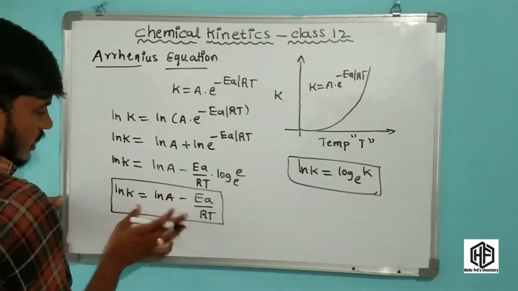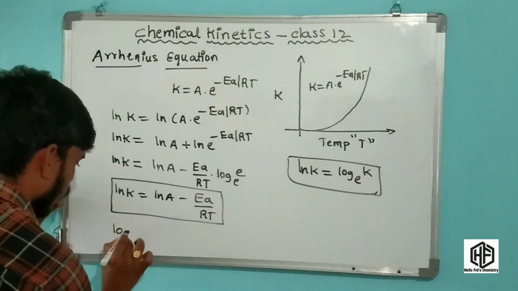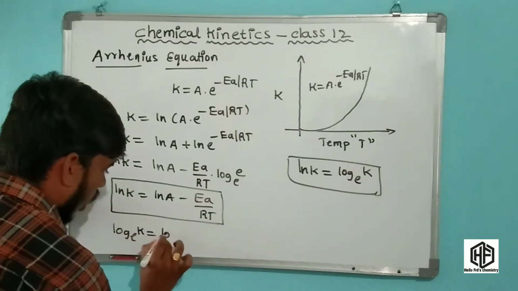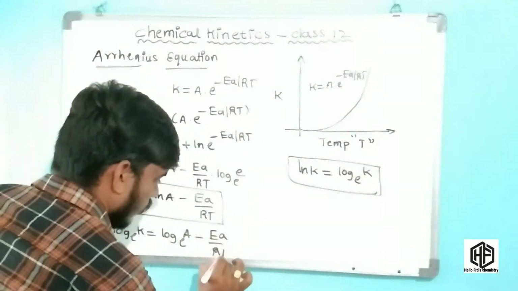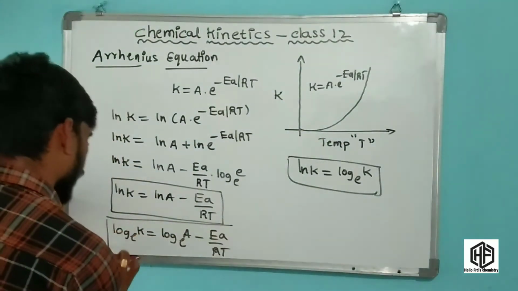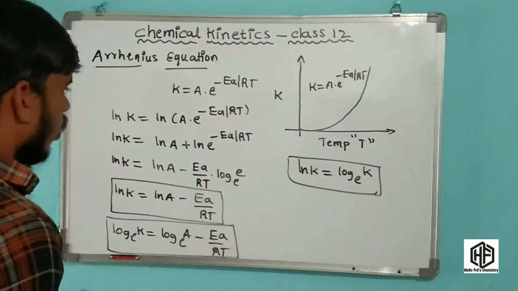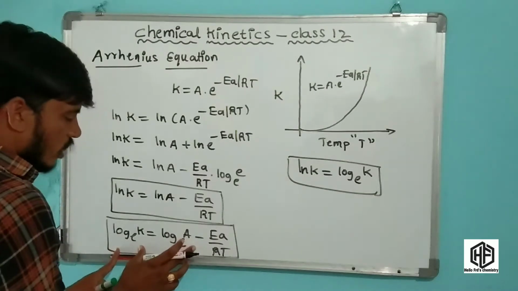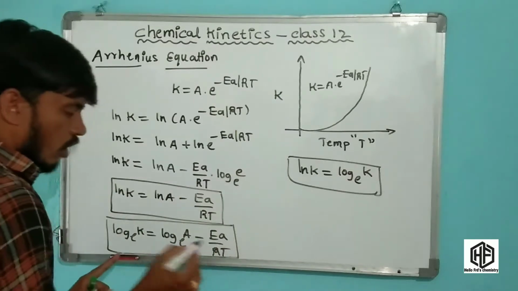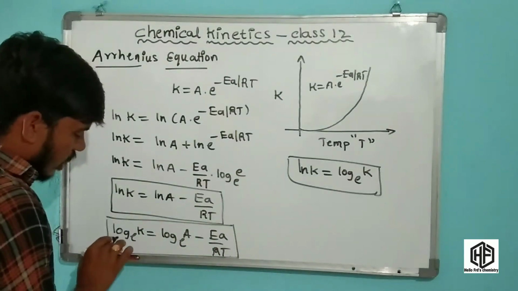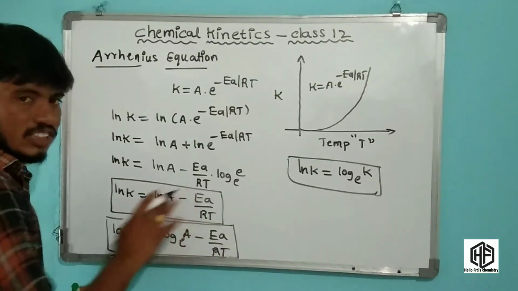Now this expression changes to log base e. What happens, friends? log k is equal to log A minus Ea by RT. Okay, friends, this is one of the important equations of the Arrhenius equation in log form. Now this equation is compared to y is equal to mx plus c. The graph representation of this equation is log k versus 1 by T. Now this is clear, friends.